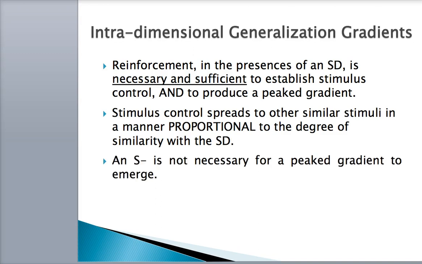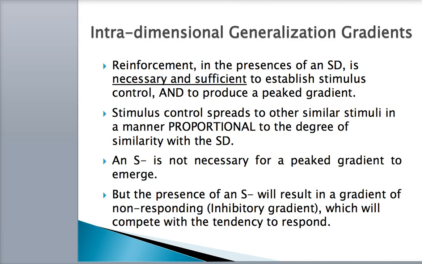All right. He also said that an S minus is not necessary for a peaked gradient to emerge. So you can get that nice peaked gradient like the Guttman and Kalish gradient with just an S plus alone. And then finally, he said that if you do introduce an S minus, it's going to result in a gradient of non-responding, similar to an inhibitory gradient, and that inhibitory gradient is going to compete with the excitatory gradient from the S plus, and they're going to compete with respect to the tendency to respond. And we're going to go into a lot more detail on this.